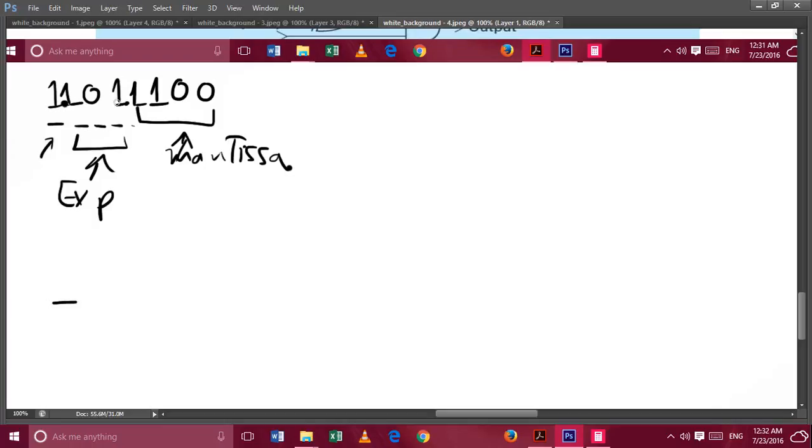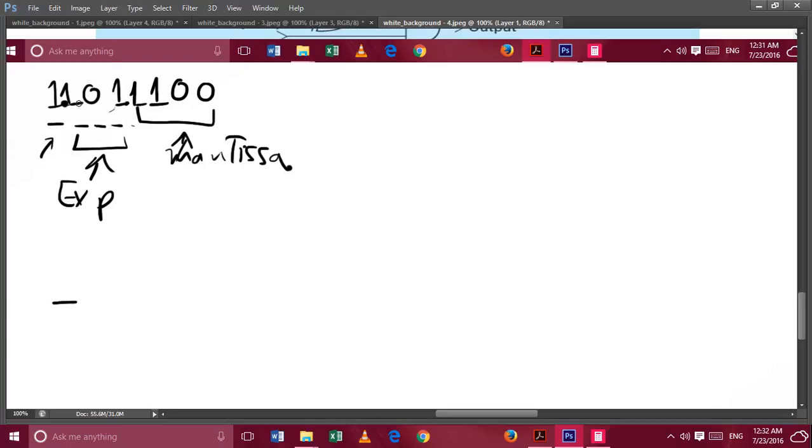Now, this number here is in 3 bits excess 4, so we need to convert it back to its decimal. That would be the second step. First step, check the sign. If 1, that means minus. If 0, that means positive. It's 1, that means minus.